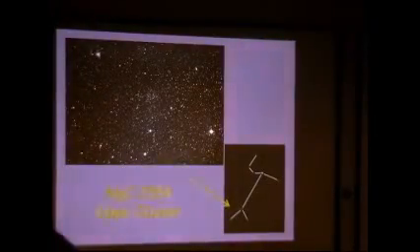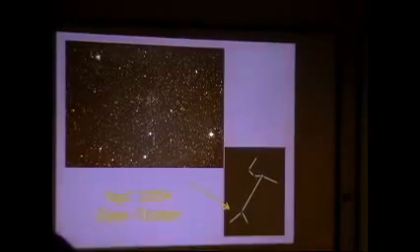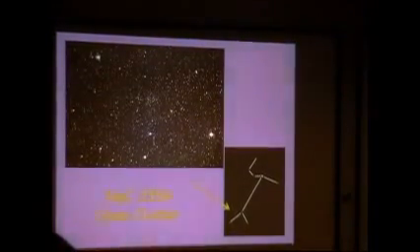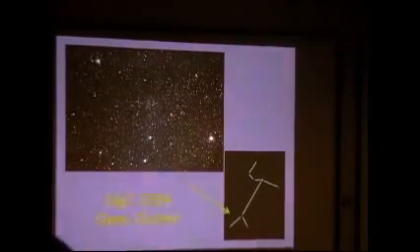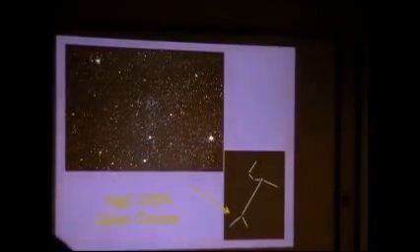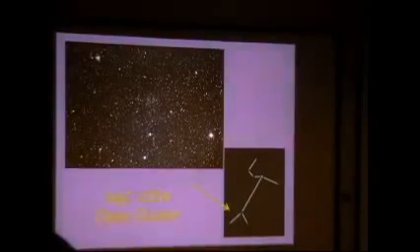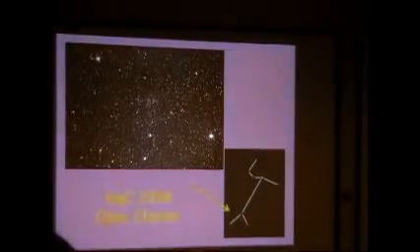NGC 2354 is a medium-sized cluster. It's at the southern end of Canis Major. It has a diameter of 20 arc-minutes and a magnitude of 6.5. And you can find it very easily by using this triangle that forms the dog's hind leg as a guide.